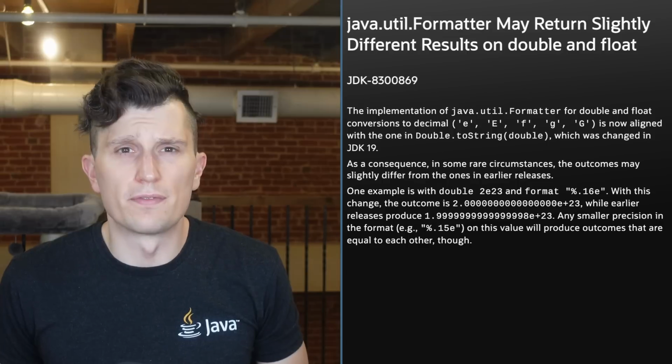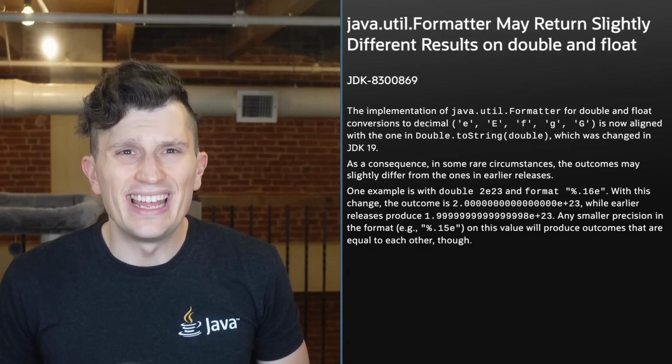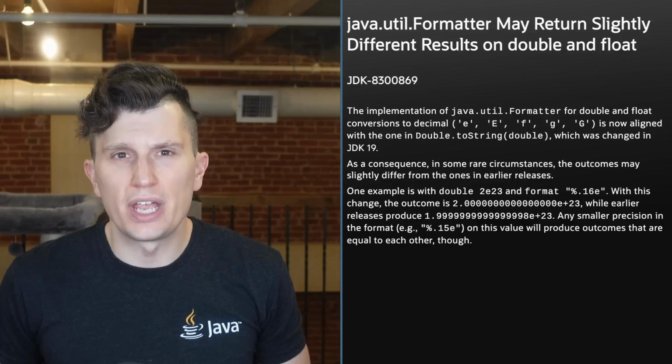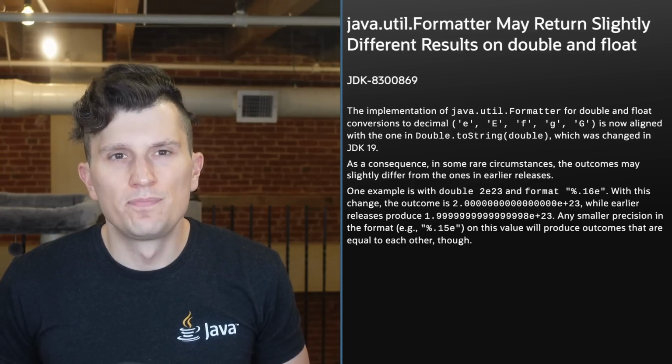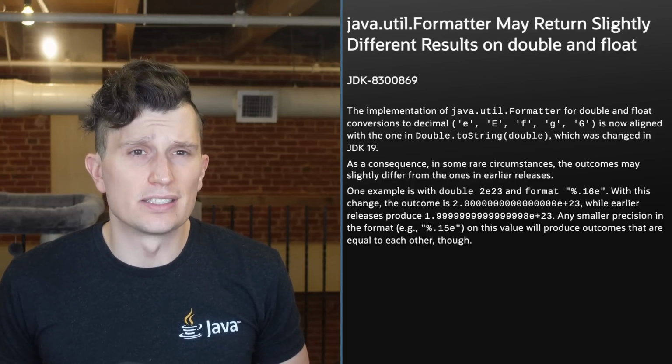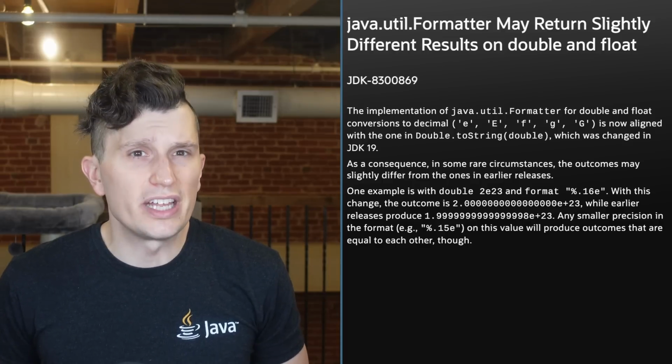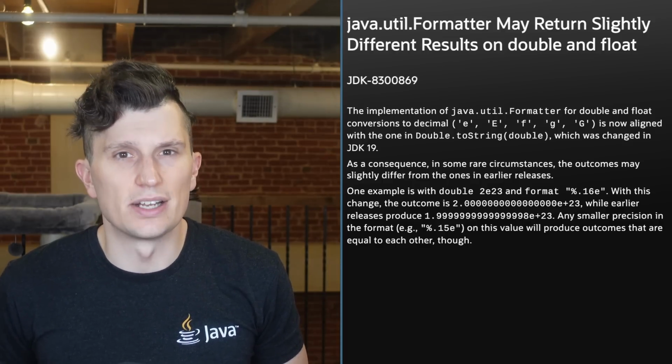java.util.Formatter for double and float conversions to decimal is now aligned with the one in Double.toString, which was changed in JDK 19. There are some edge cases to be aware of where outcomes might slightly differ. Check the release notes for examples and details.